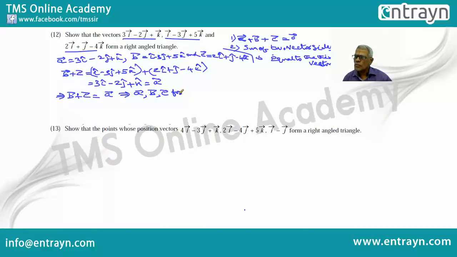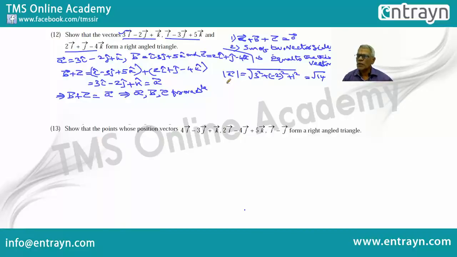Form a triangle. You are asked to prove that the three vectors form a triangle. And now we are supposed to prove that it is a right angled triangle. For proving that, we have to use Pythagoras theorem. So modulus of a vector is root of 3 square plus minus 2 the whole square plus 1 square, which is nothing but 9 plus 4 plus 1, root 14.